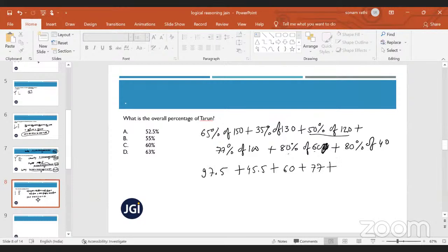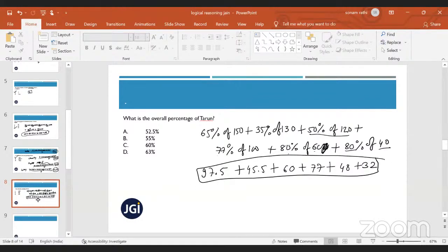80% of 60 is 48, plus 80% of 40, which means 32. So I have to add this first. So how much will I get? 360. 360 is the total marks of Tarun, right? 360 is the total marks of Tarun.